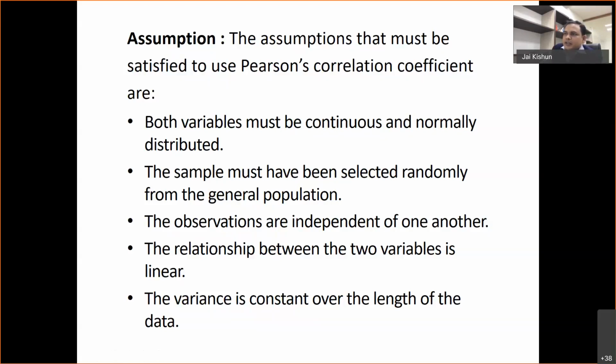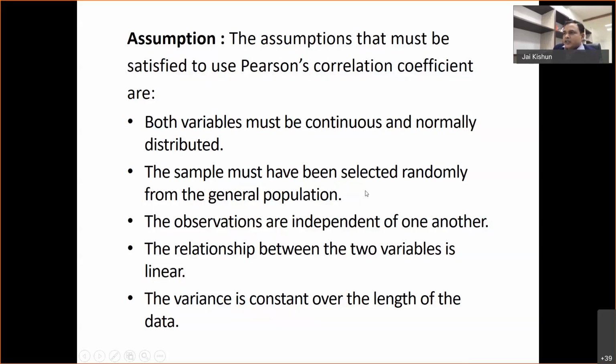Like the previous example we have taken, weight and height. Both are metric variables. Height you can measure, and weight you can also measure, and we can check the normality of these two, whether they are normally distributed or not. We have also learned through SPSS in the previous class how to measure the normality of a variable.